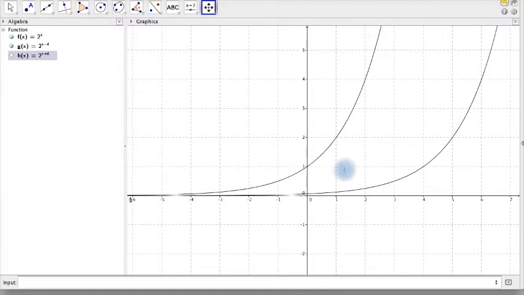it's been shifted across 4 units. And you can tell because of this key point here, where it used to go through 1, it's been shifted across 4 units here. So now it goes through at 4, 1.